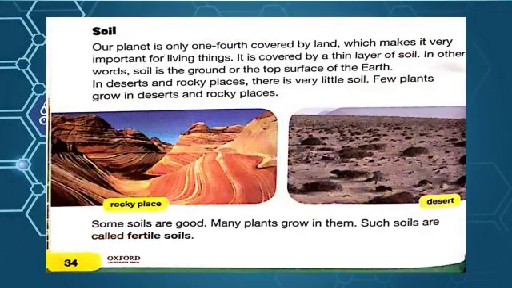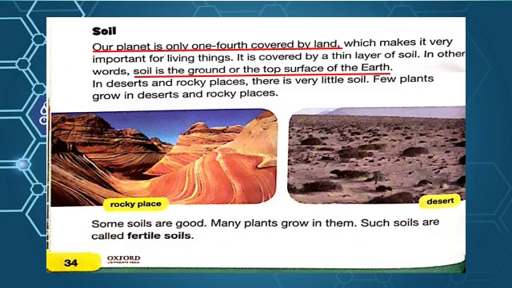Our next topic is soil. Our planet Earth is only one-fourth covered by land. Students, underline this line, which makes it very important for living things. It is covered by a thin layer of soil. In other words, soil is the ground or the top surface of the earth. Students, underline this line. Basically, soil is a material composed of five ingredients: minerals, organic matter, living organisms, gas, and water.